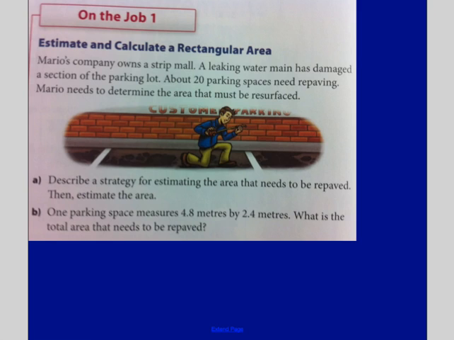Okay, this is part 2, and we're going to do the exact same thing we did in part 1, but this is easier because you're dealing with metric, and metric is what you're used to. So if I take a look here, Mario owns a strip mall, and so we're going to be dealing with rectangles and circles again, but in metric.